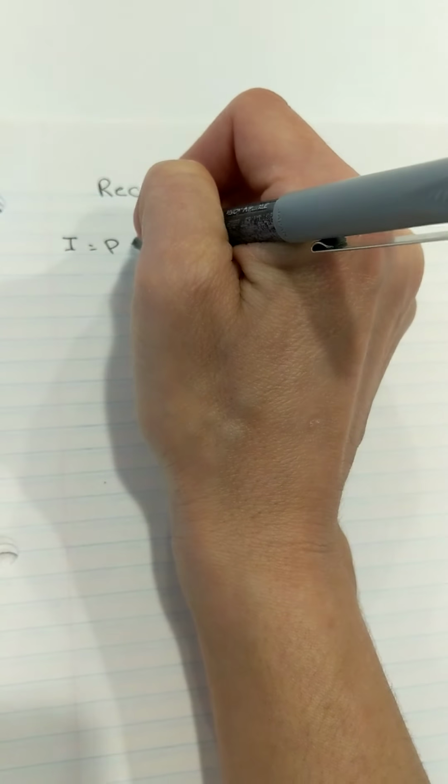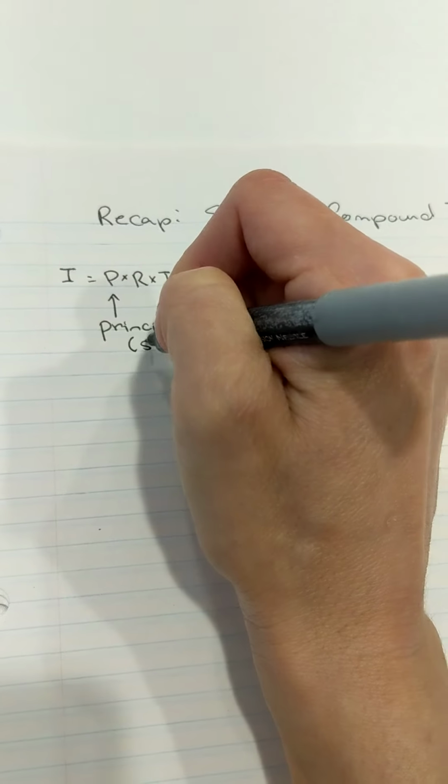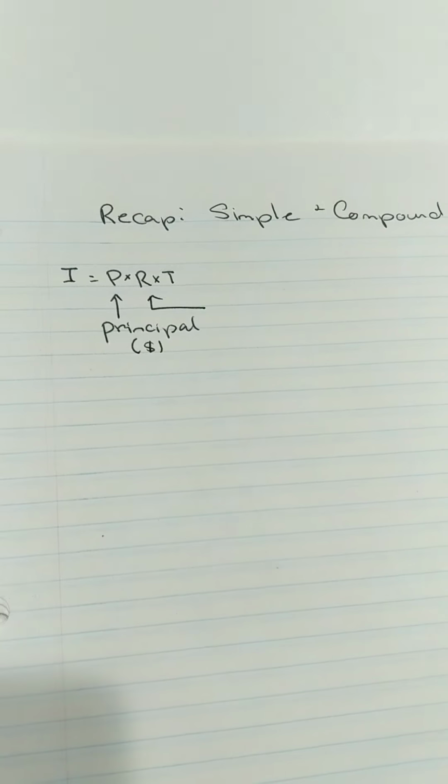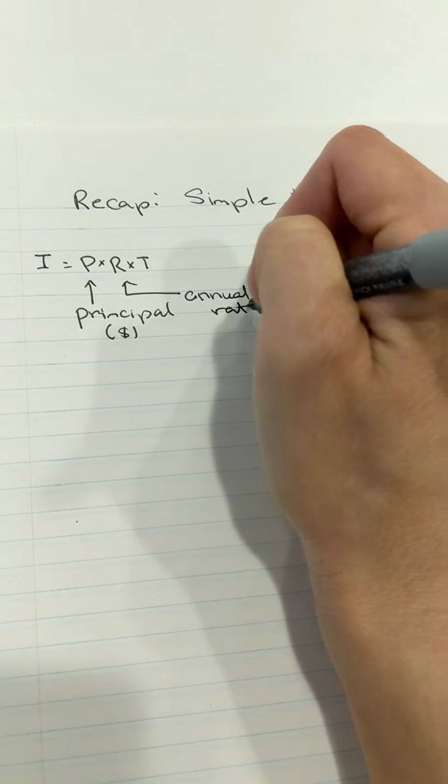Simple interest follows the formula I equals P times R times T. P stands for principal. That's the amount of money that you invest. And then we've got our rate. This is our annual interest rate. Now, we always write this one as a decimal. So if there is a 5% interest rate, we are going to write this as 0.05, right? Whenever you want to turn a percent into a decimal, please divide by 100.